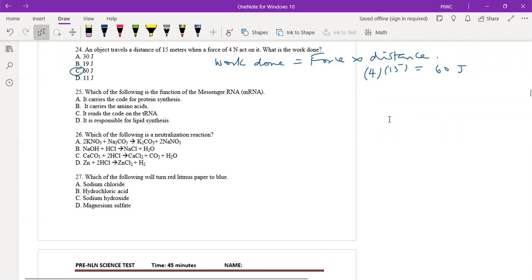Which of the following is a function of the messenger RNA? A, carries the code for protein synthesis. B, carries the amino acids. C, it creates a code on the tRNA. And D, it is responsible for lipid synthesis. A, yep, carries a code. Messenger, message.